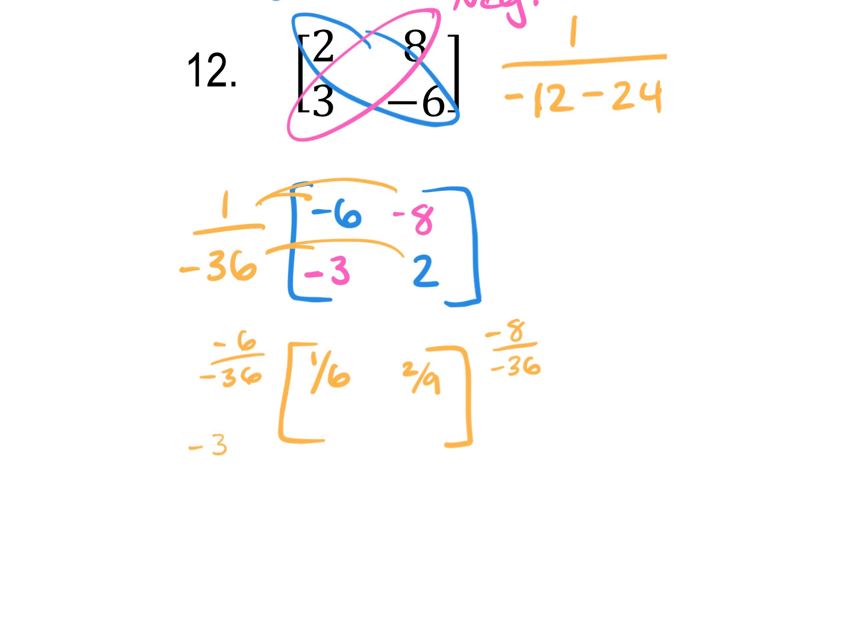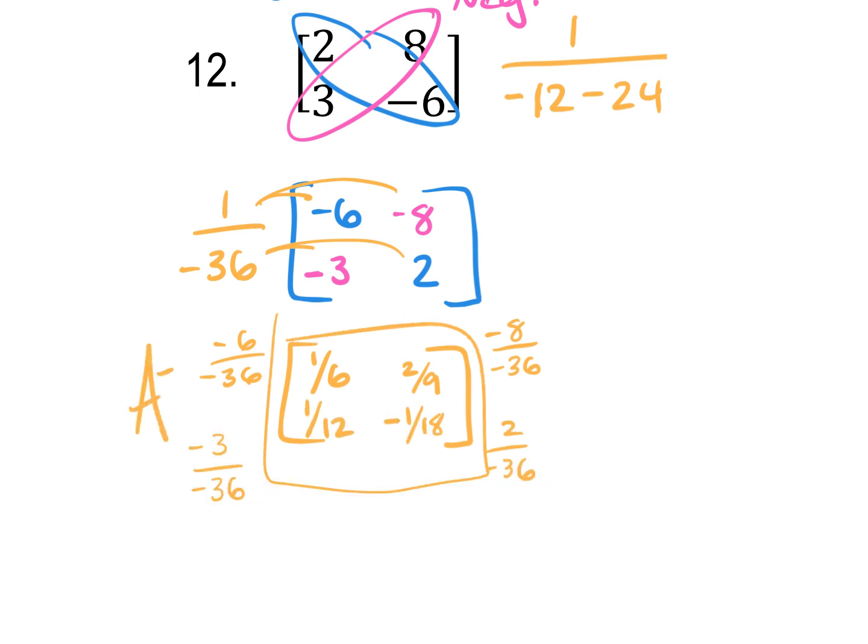Next, we have -3 over -36. We can divide the top and the bottom by 3. So we get 1 over 12. And then 2 over -36. We can divide the top and the bottom by 2. So we get -1 over 18. Awesome. So this would be our inverse, or A inverse. Don't forget to name it as the inverse.